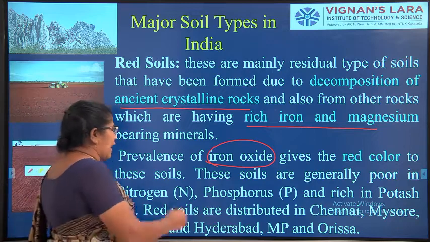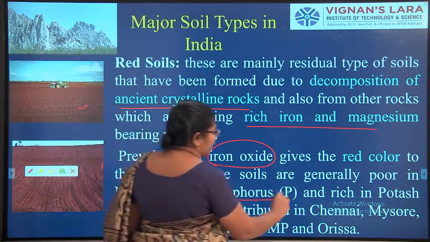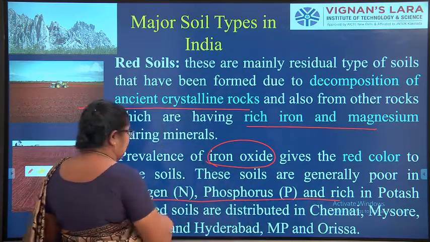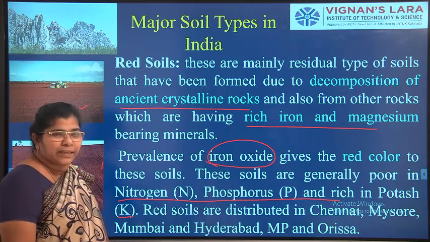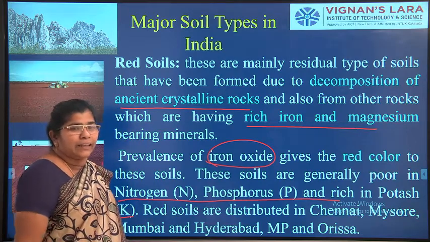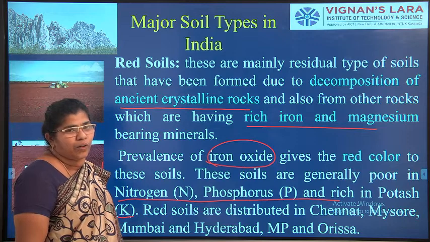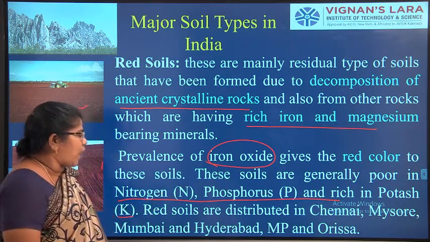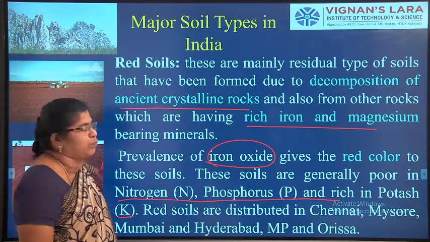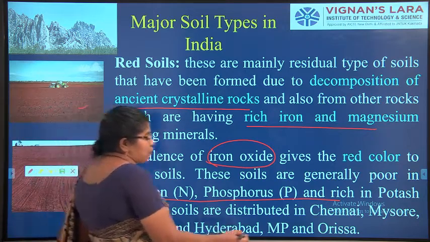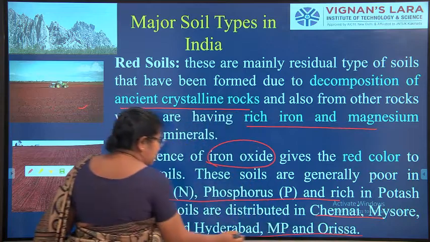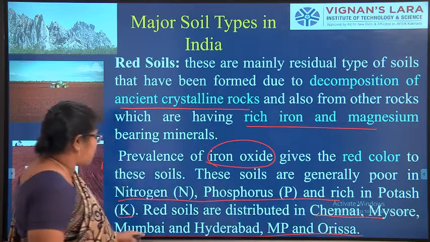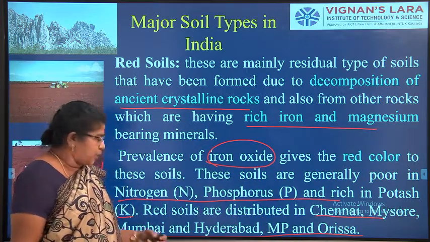It has poor nitrogen and phosphorus, and it is rich in potassium. So among the plant nutrients, it has more potassium than nitrogen and phosphorus. This soil is found in abundance in Chennai, Mysore, Madhya Pradesh, Mumbai, Hyderabad and Orissa.